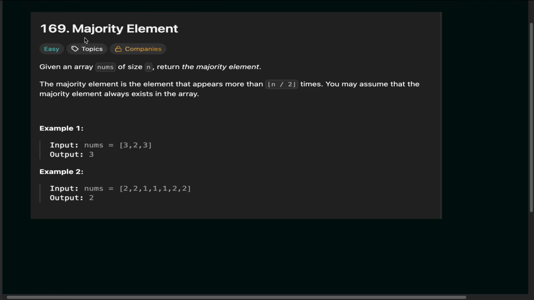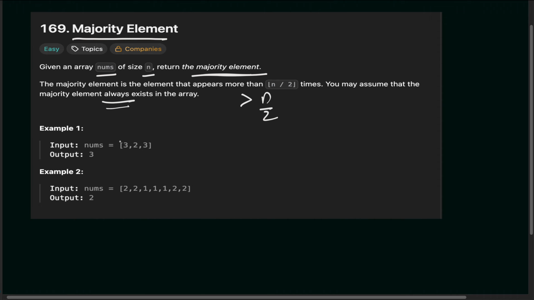Let's solve this problem, which is LeetCode 169, called Majority Element. Let's read the problem statement. Given an array nums of size n, you have to return the majority element. Now what is the majority element? The majority element is the element that appears more than n by 2 times. You may assume that the majority element always exists in the array.